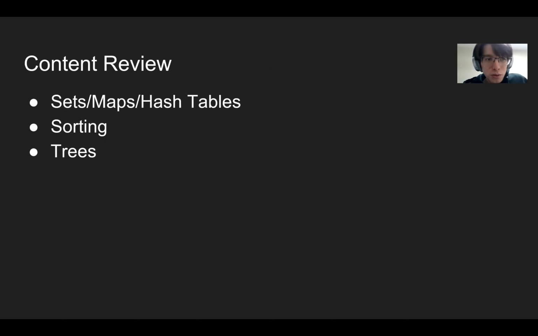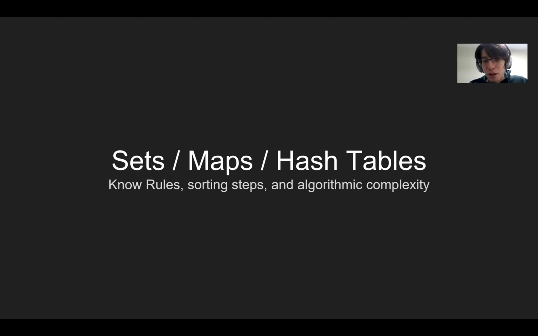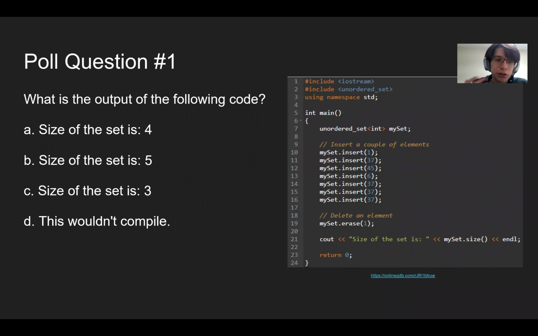Okay, so under review, we have sets, maps, and hash tables, and then we're going to cover sorting and then trees. So first, sets, maps, hash tables. Hopefully, all these are familiar to you. If not, then you've got to get studying, I guess. But that's okay. The things to know are the rules, the sorting steps, and the algorithmic complexity of the different things. So for example, what's the output of the following code?